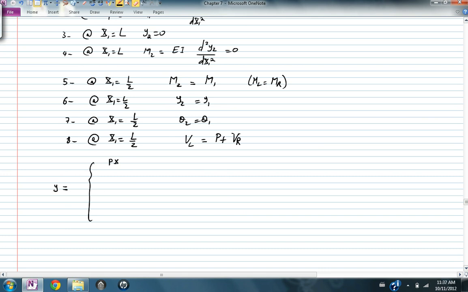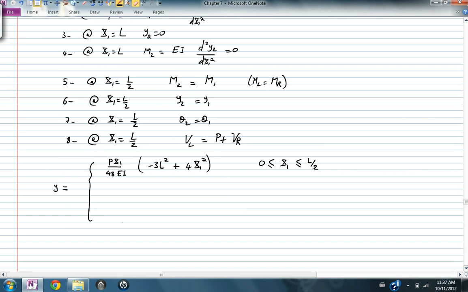P x1 over 48 EI multiplied by negative 3L squared plus 4x1 squared. And this is true when x1 is between 0 and L over 2. So y1 is equal to this function.